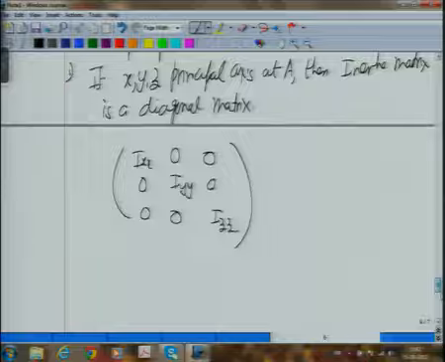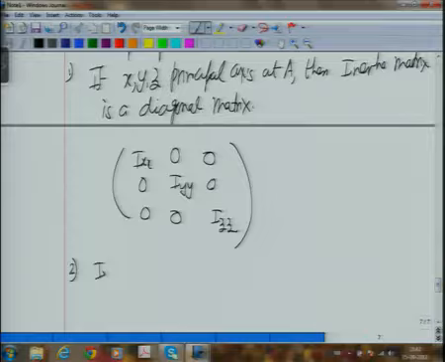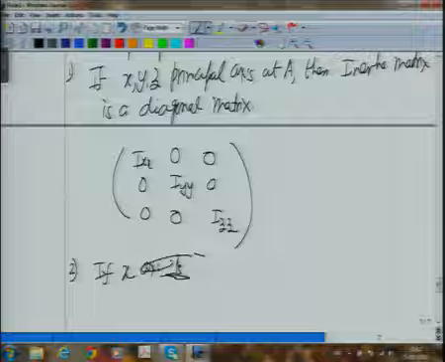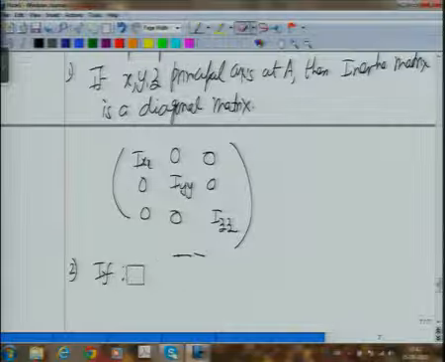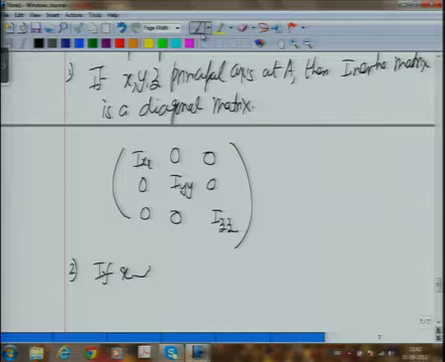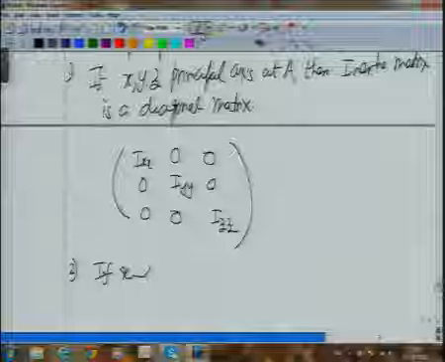The second thing which we see from this definition is, if the x axis is a principal axis at A and the y axis is also principal, then automatically z becomes a principal axis. Even though you may not get z from the argument, if x and y are principal, automatically the third axis is principal. That is the second thing which we learn.